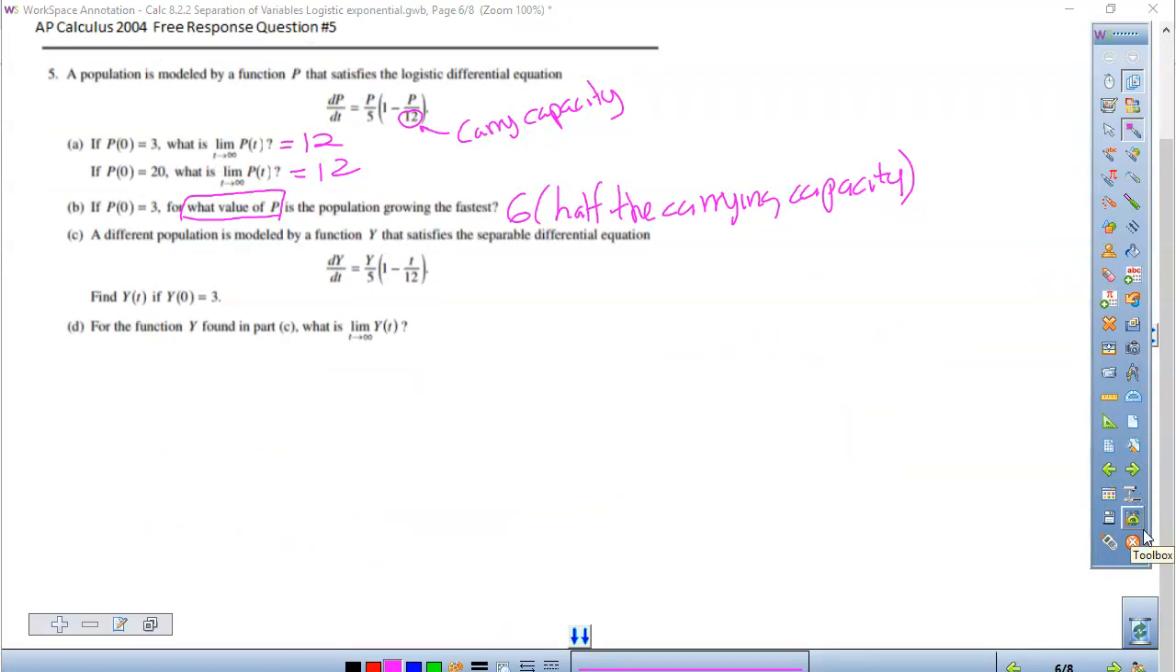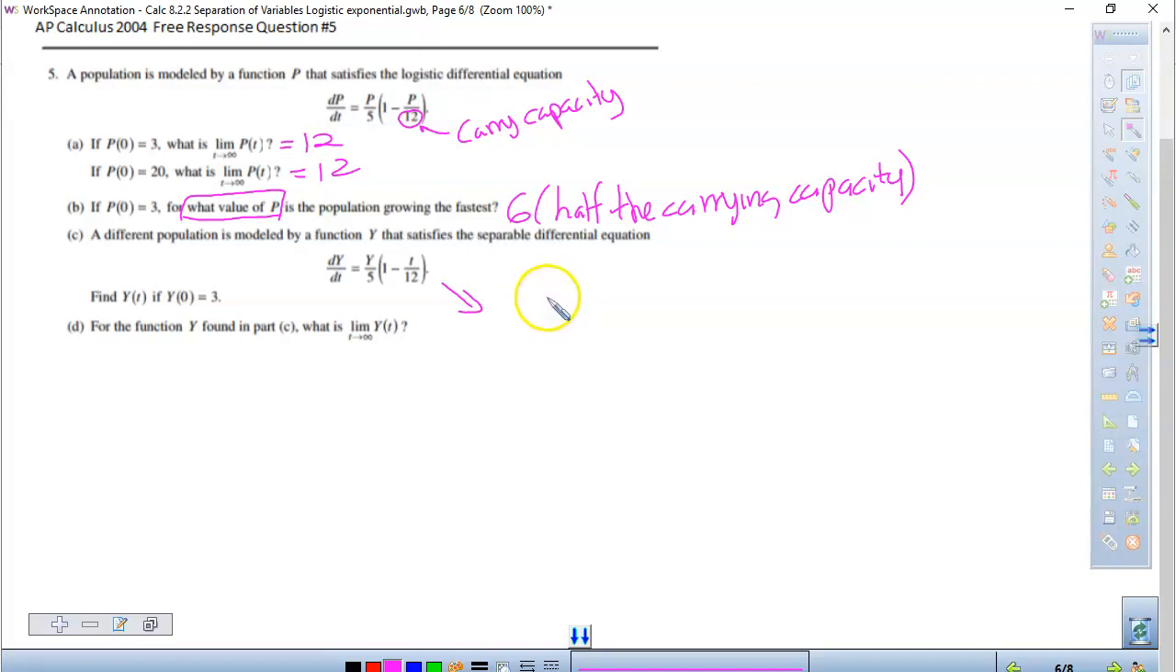Okay, now let's get to the calculus part of it. A different population is modeled by y, where we've got this going on, and it's a separable differential equation. We need to find the general solution given the initial condition. So let's do C. What do we have to do? Separate the variables. If you separate the variables, what do you get?